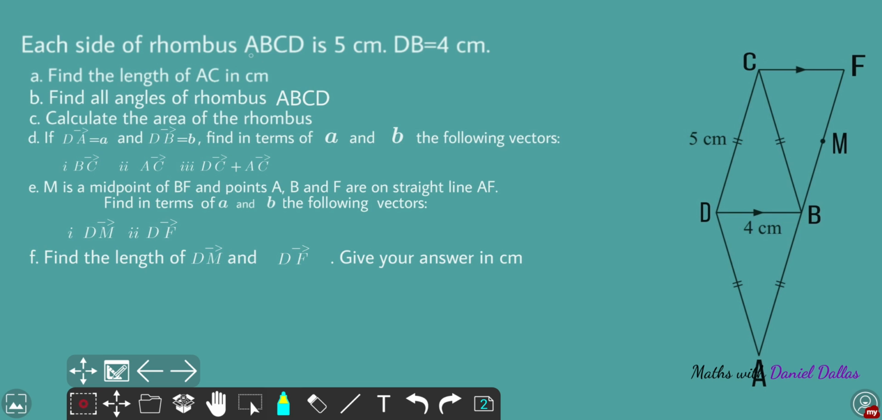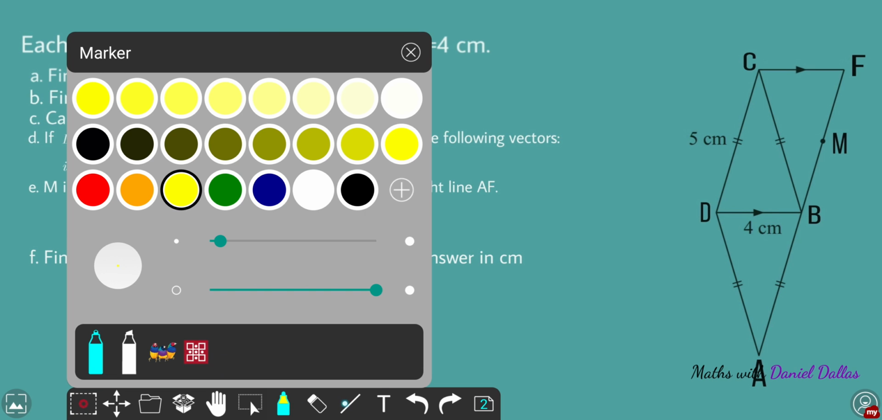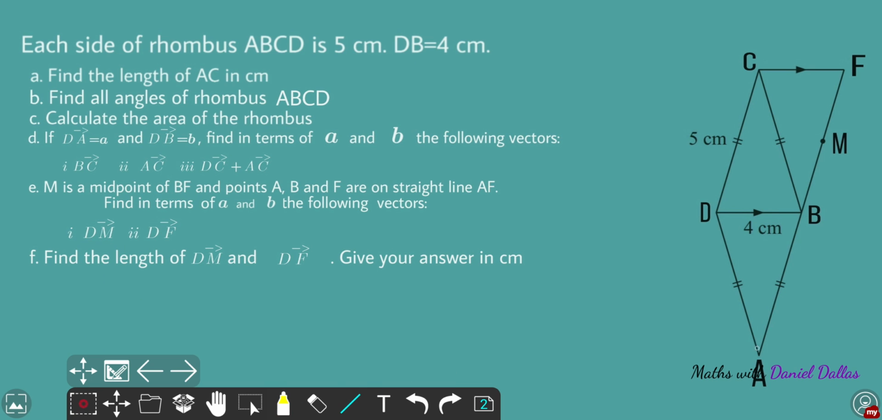So you are given the rhombus ABCD, and you're given that each side of the rhombus, because they are equal, is going to be 5 centimeters. DB is equal to 4, and you need to find the length of AC. So first let's connect the two points A and C.